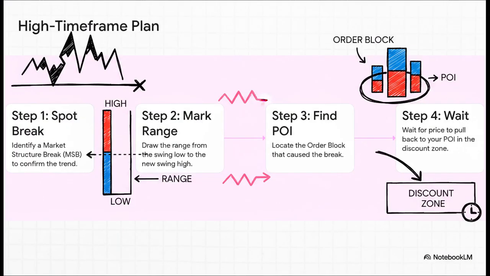We do this on a high time frame, like the daily chart. Step 1, we wait for that market structure break. Step 2, we define our range, from the low that started it all to the new high. Step 3, find our order block inside that range. And finally, step 4, we just patiently wait for price to pull back to our POI, making sure it's in that discount zone we talked about.